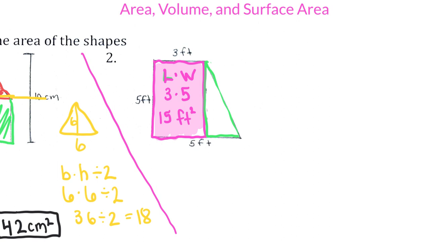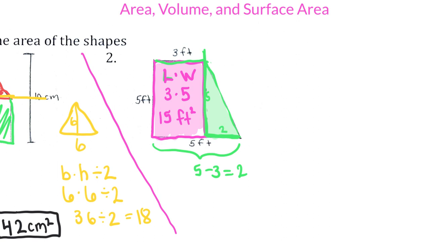Then we need to find the area of the triangle. So our triangle here would have a height of 5, but it's kind of hard to figure out what the bottom base is. So we've got to figure out the base. We know that our total length is 5, but if we take off that first part up there, that's 5 minus 3. 5 minus 3 gives us 2. So 2 is the base.